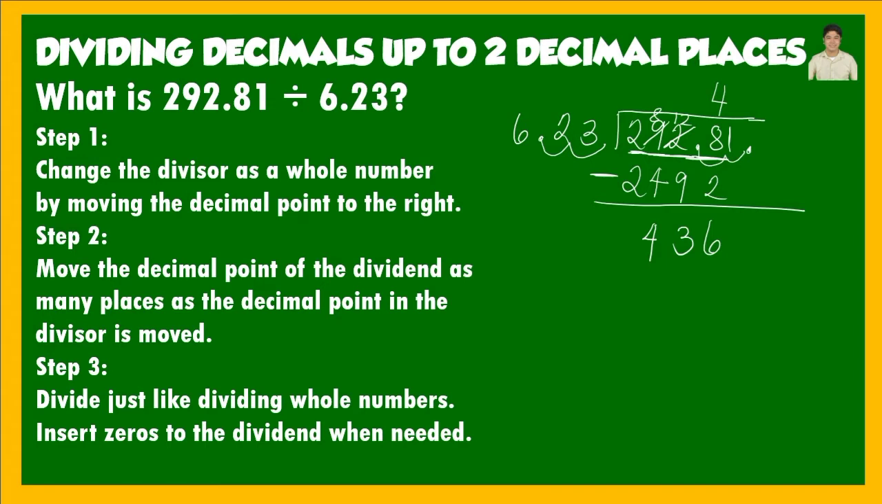And then, we bring down the next digit after 8, which is 1. So, magiging 4,361 siya ngayon. So, 4,361 divided by 623, we have 7. Again, our remainder here is 0. So, our answer is 47. To check if our answer is correct, multiply 6 and 23 hundredths by the result, which is 47.